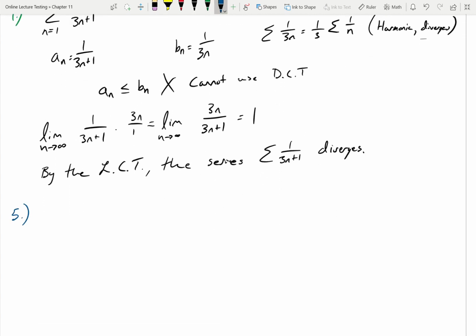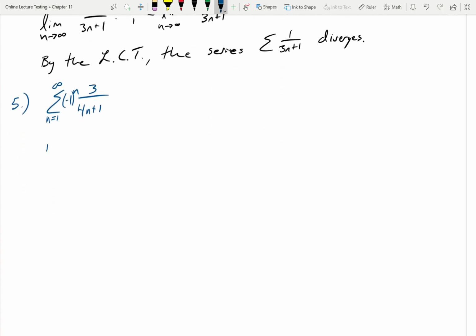Number 5. We have the series of 3 over 4n plus 1, times negative 1 to the n. Immediately, I'm seeing the alternating series test. So question number 1: is the limit as n approaches infinity of b sub n, which is 3 over 4n plus 1, equal to 0? The answer is yes.